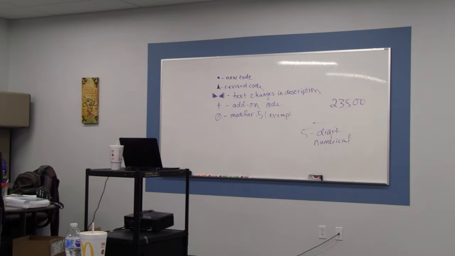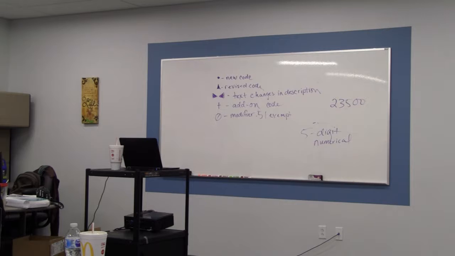23500 is a standalone code. 23500: closed treatment of clavicular fracture, semicolon, without manipulation. Does everyone see that? Closed treatment of clavicular fracture, semicolon, without manipulation. It stands alone. You see the code beneath it, 23505, says with manipulation and it's indented.